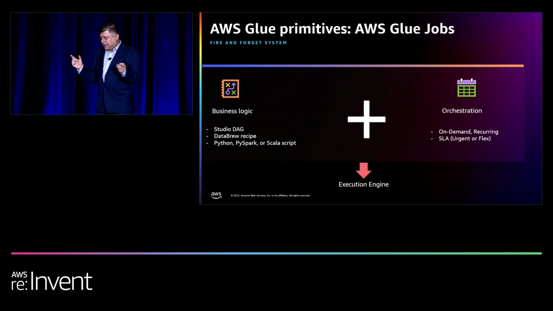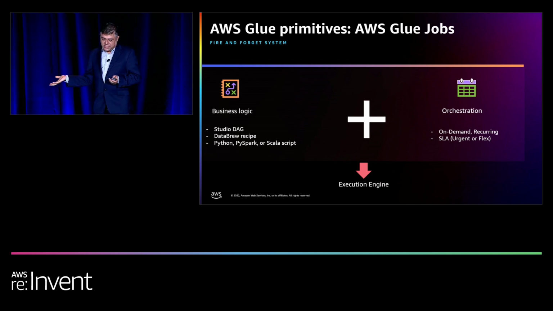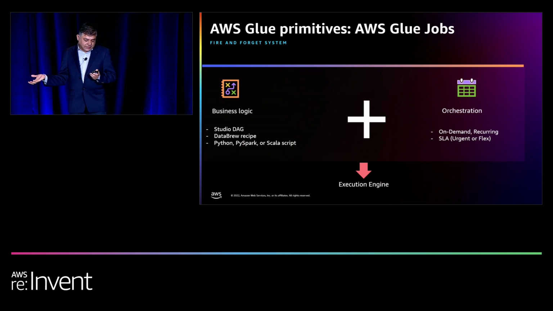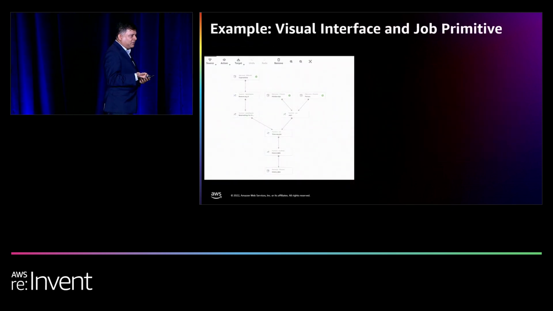And you basically submit this in the form of a job, and it goes to the execution engine. And then the execution engine basically takes care of the execution. Now here's an example of a job.